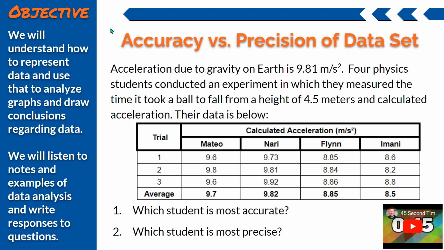So this question says, acceleration due to gravity on Earth is 9.81 meters per second squared. 4 physics students conducted an experiment in which they measured the time it took a ball to fall from a height of 4.5 meters and calculated acceleration. Their data is below. And so we have this data table with some accelerations that were calculated by Matteo, Nari, Flynn, and Imani.